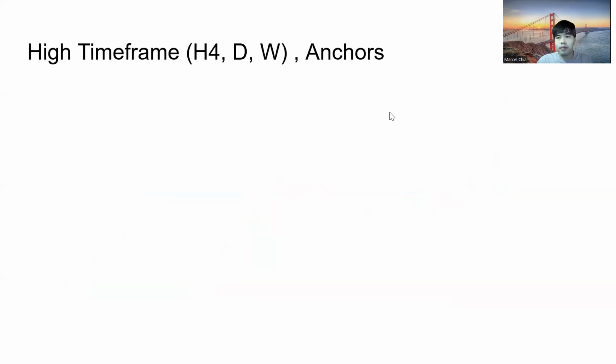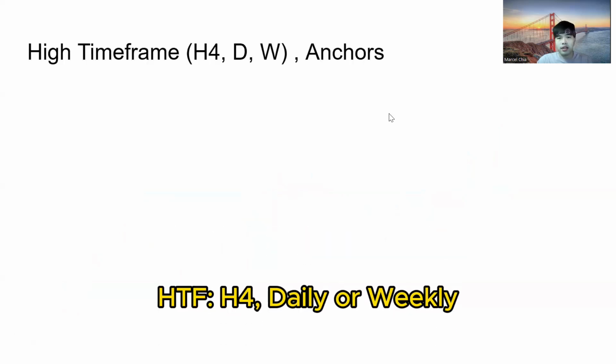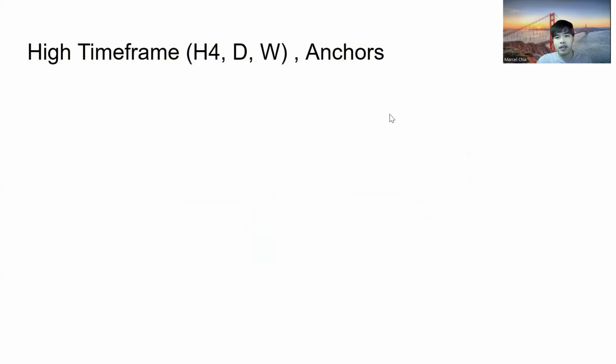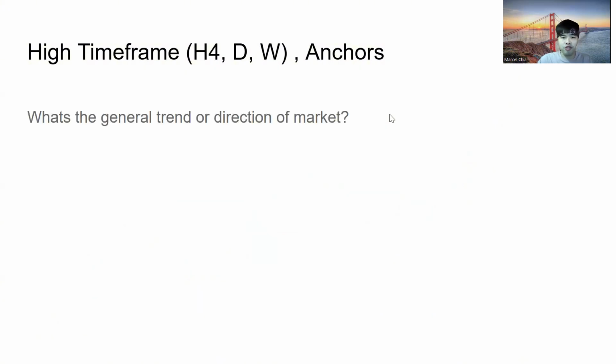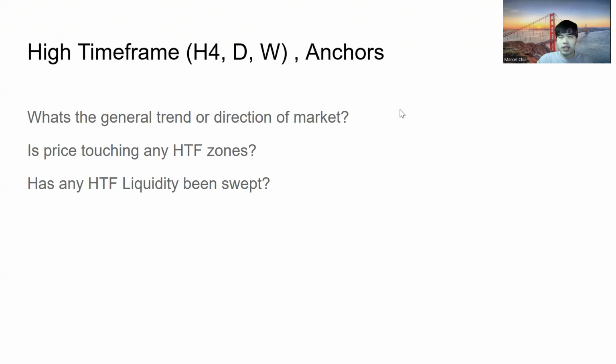So for our high time frame, usually it's from H4 onwards, right? Of course, these are known as our anchors, where we ask ourselves, what's the general trend or direction of the market? Is price touching any high time frame demand or supply levels? Is there any high time frame liquidity that has been swept? If buy or sell side liquidity has been swept, there can be a potential swing trade that may help us, right? And what's our long-term target to go for? Is price going to form a new higher high? Is price going to form a lower low on the high time frame?